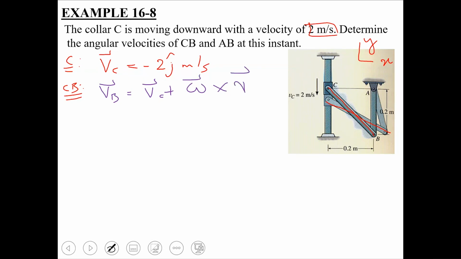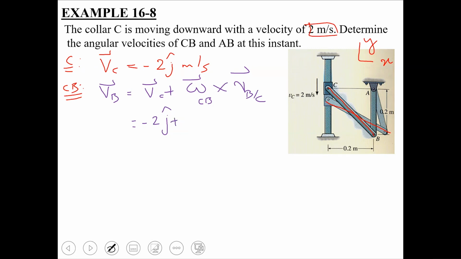Both of them are vector quantities. Here omega represents the angular velocity of this link CB, whereas R represents the relative position of B with respect to C. So the overall relative velocity equation would become VB equal to VC plus omega CB cross R BC. Okay, now completing these vectors in this equation, since VC is given to us as minus 2j, in place of VC I have put minus 2j.